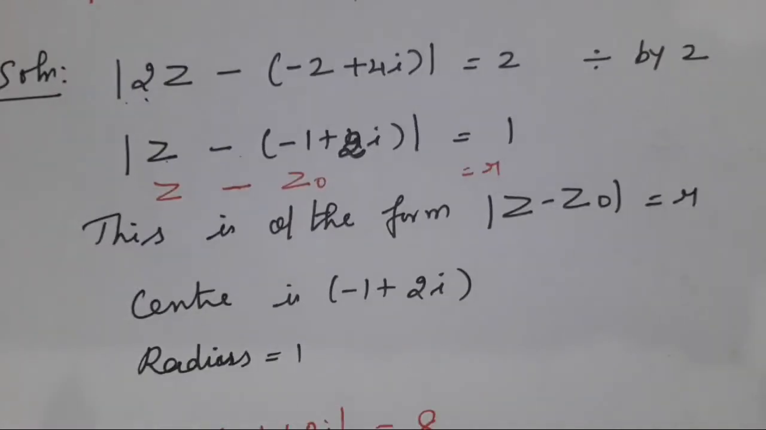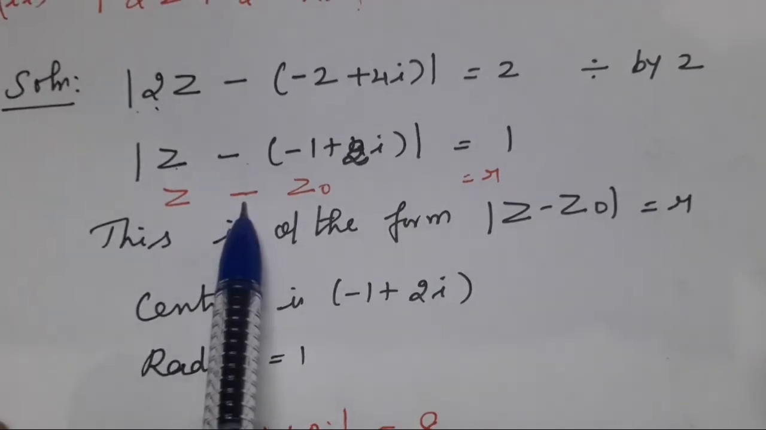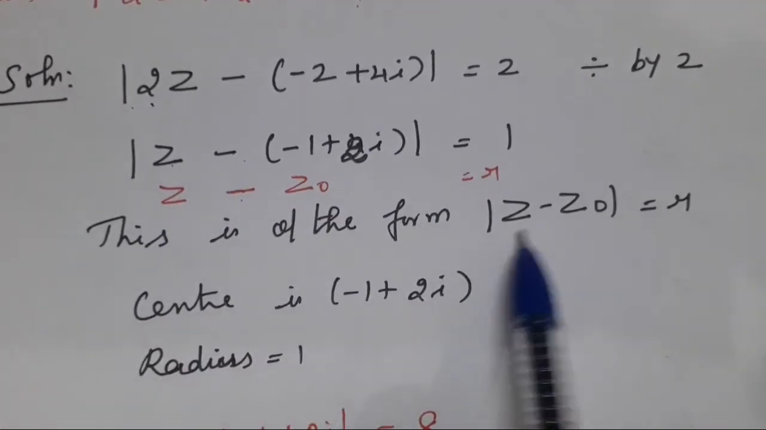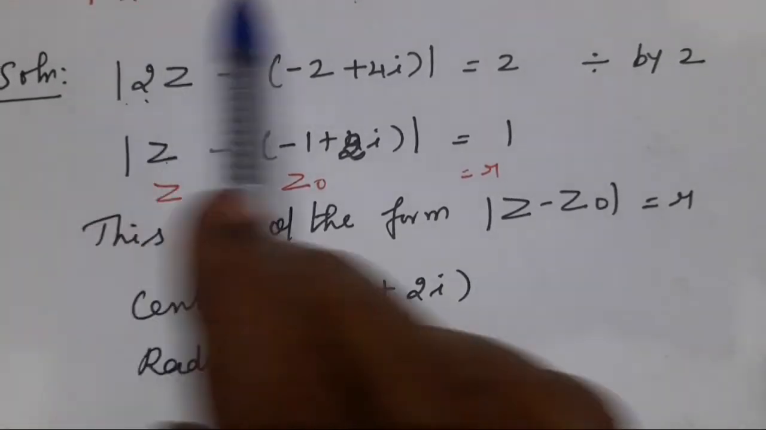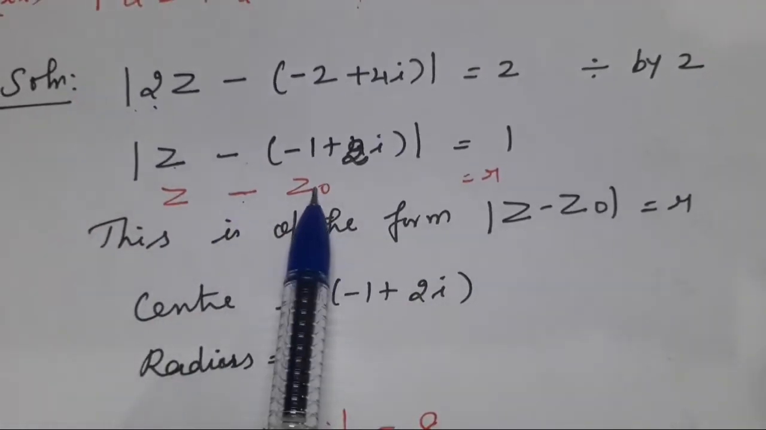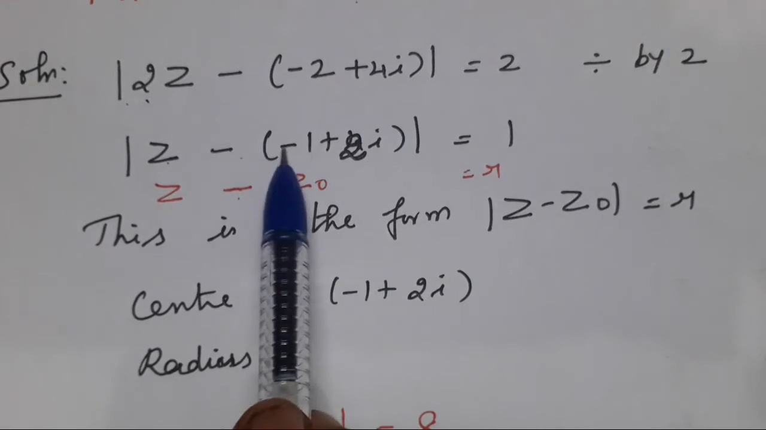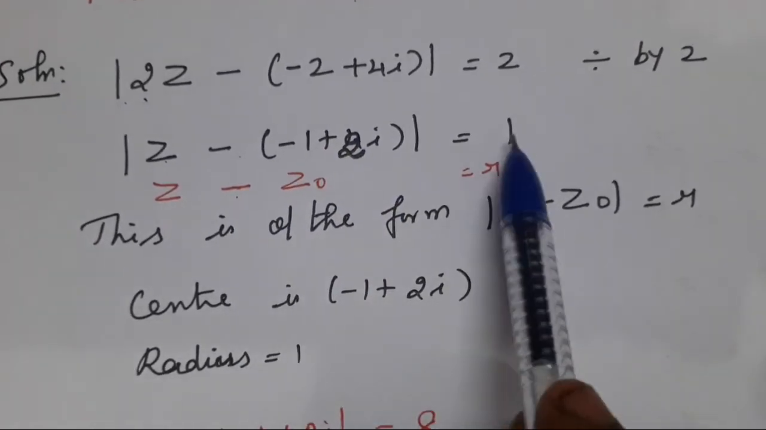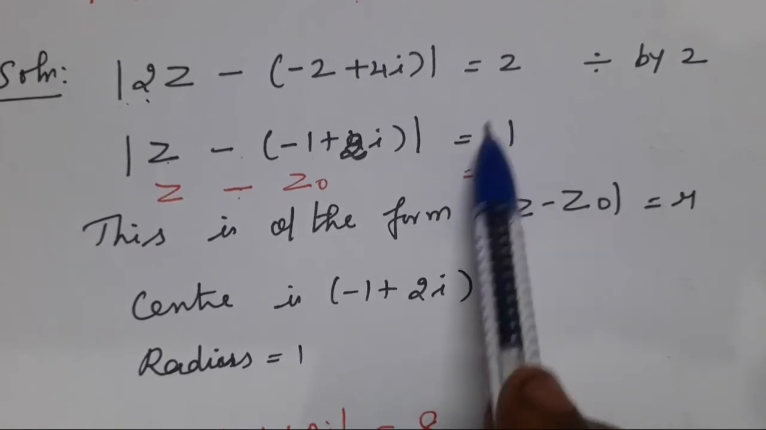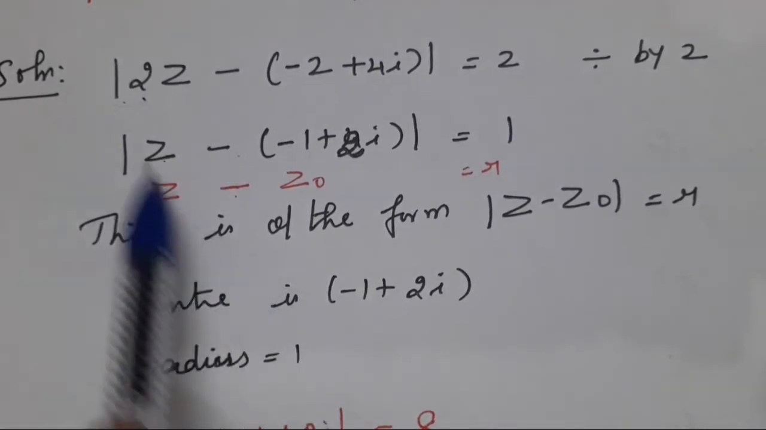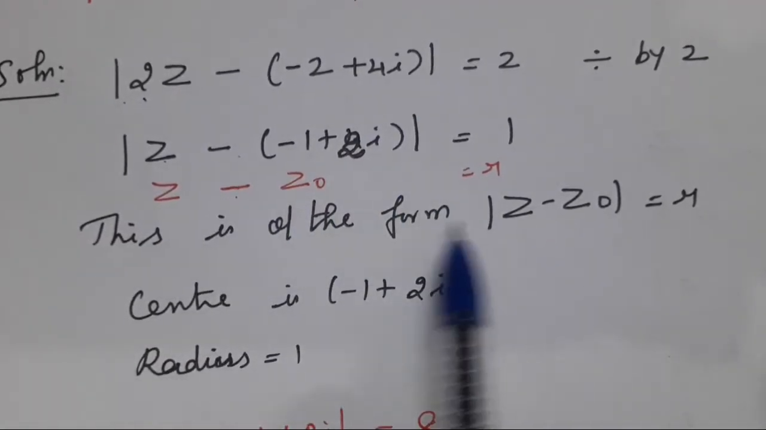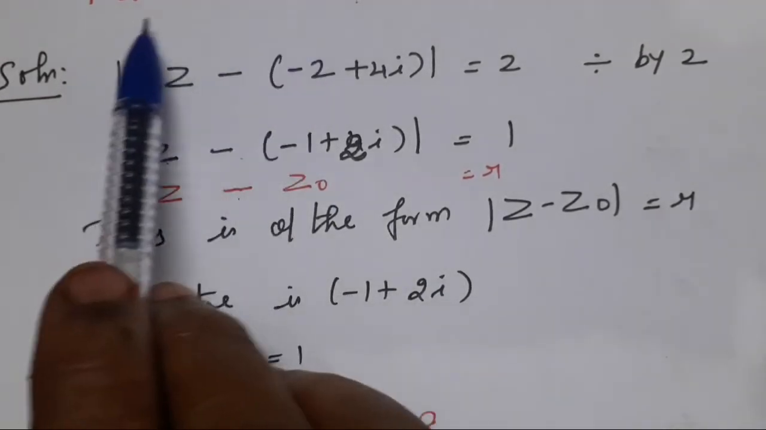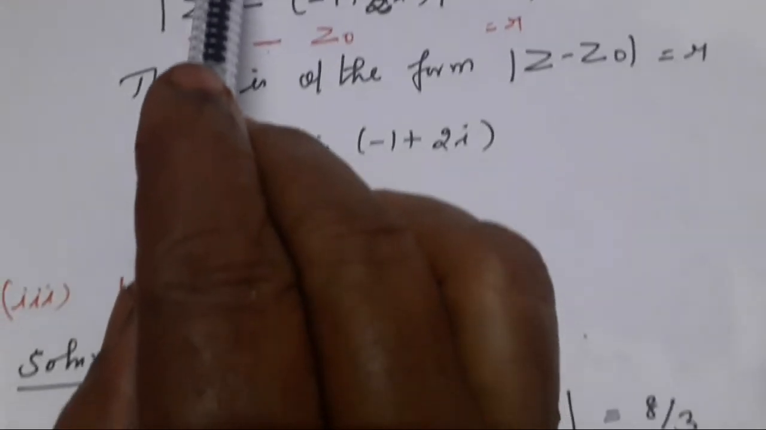This is of the form, listen carefully, z minus, the bracket is nothing but z naught. This is of the form z minus z naught equals r. The given question is made into the form z minus z naught. So what is our z naught? Z naught is minus 1 plus 2i. That is nothing but the center of the circle. The equal to value r is the radius of the circle. So the given question is in the form z minus z naught equals r. Like that we arrange the calculation and simplification.